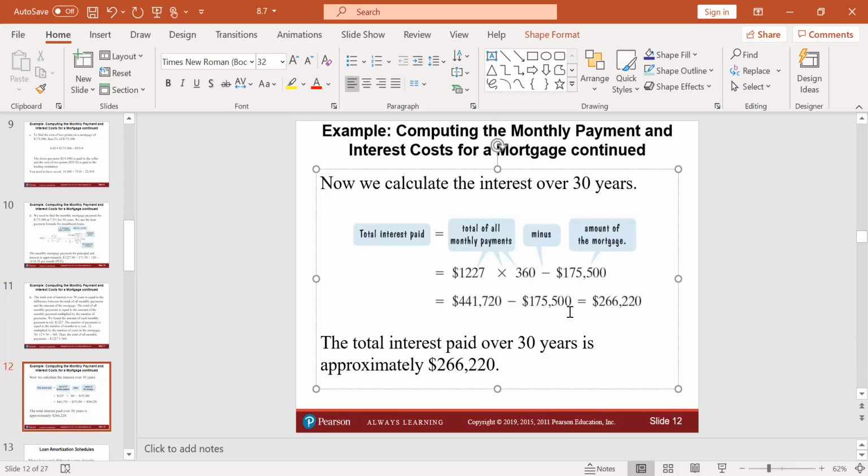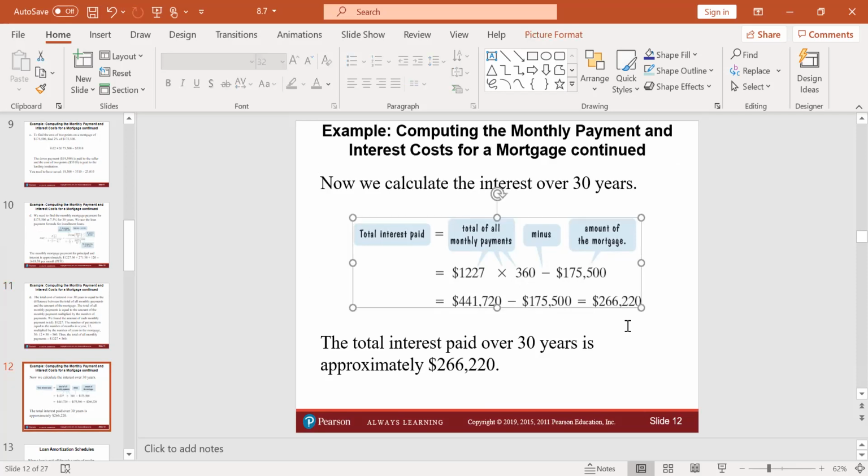You subtract off what you borrowed, you paid $266,220 in interest. Let that sink in. You bought the house for $195,000. You paid $266,220 in interest. Now it's over 30 years, so it doesn't ever feel painful in any one year, maybe, but that's a lot of cheddar. So, yeah, that's how it works.